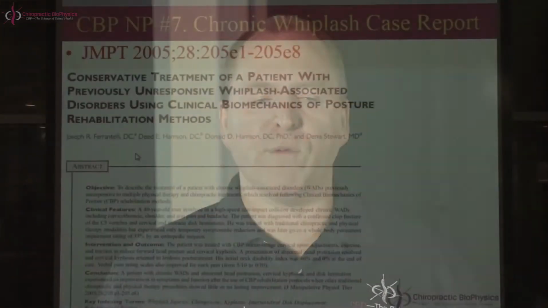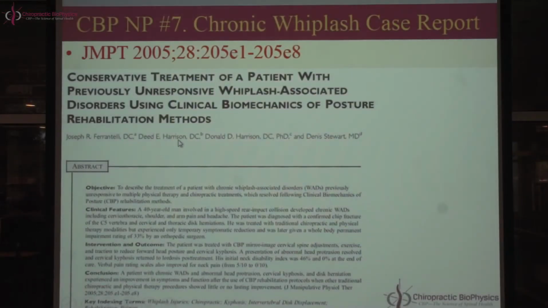This case was treated by and spearheaded by my good friend and CBP instructor, Dr. Joe Ferrantelli. This is when he was in active practice down in Newport Richey, Florida. And if you know Joe, Joe always had a passion for corrective care and for treating whiplash injured subjects. So on this particular paper, we have Dr. Joe Ferrantelli, myself, Deed Harrison, my late father, Donald Harrison, and one of the treating MDs that Dr. Joe was collaborating with at the time, Dennis Stewart from the area.